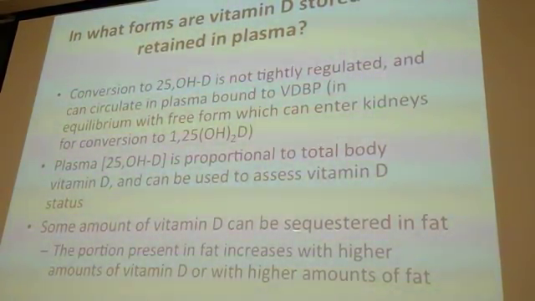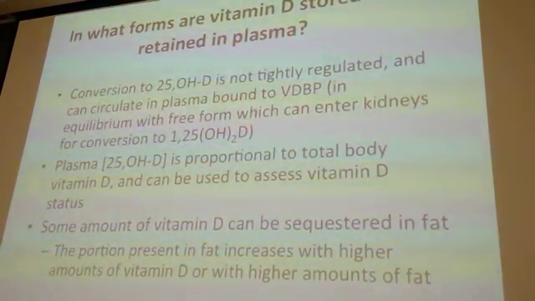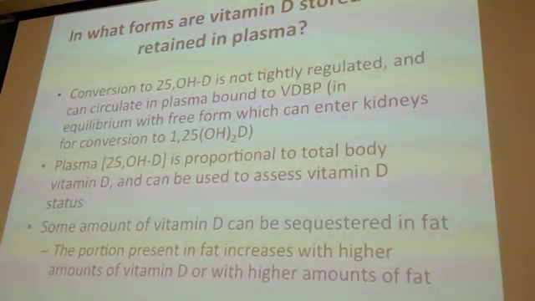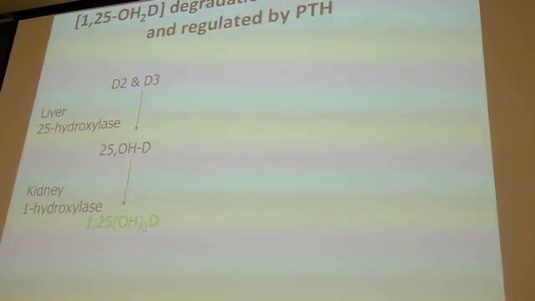As I noted before, some of the vitamin D can be sequestered in fat, and how much is sequestered increases as you get more fat or as you get more vitamin D. So if you have a lot of fat and a lot of sequestration of vitamin D, you might need more vitamin D intake to maintain the appropriate serum concentrations.